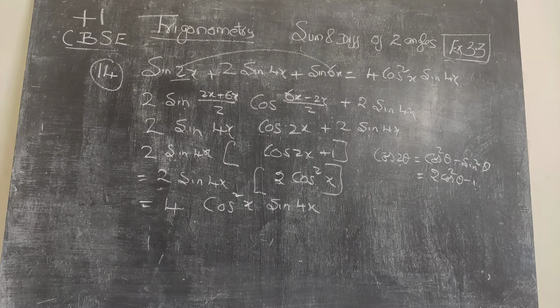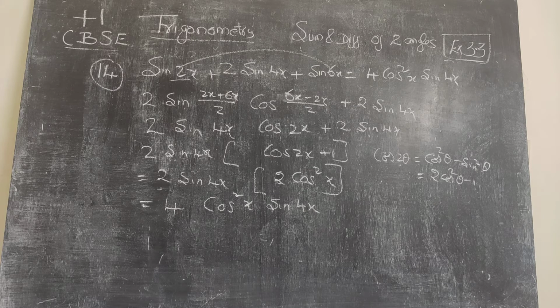In sin a plus sin b, the b can be anything, so 6x also can be a. So preferably I have taken that a as the bigger number, 6x minus 2x. Even otherwise, if you take 2x minus 6x, that will be minus 2x. Cos minus 2x is nothing but cos 2x.